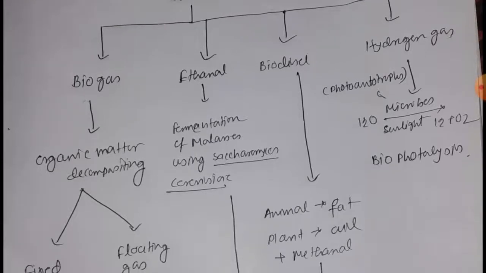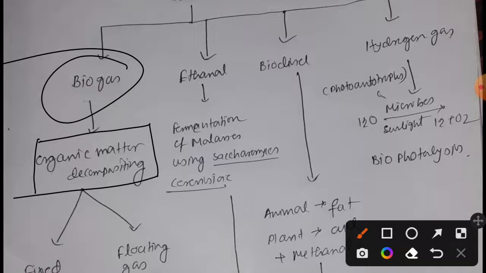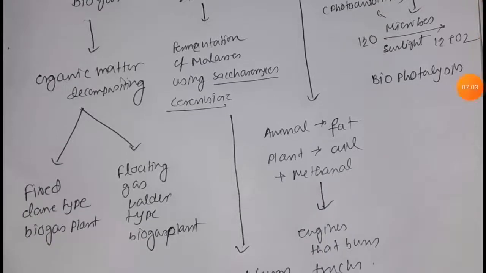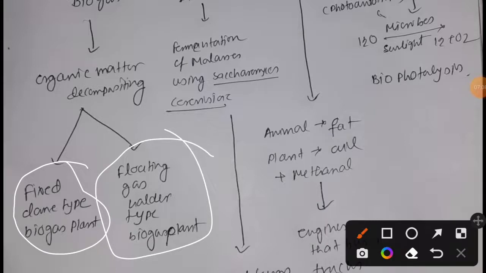So let's start our discussion regarding biogas. So what is biogas? Biogas is a clean and efficient biofuel that can be produced naturally with the help of decomposition of organic matter. There are two types of techniques that we can use. One is the fixed dome type biogas plant, another one is the floating gas holder type biogas plant.